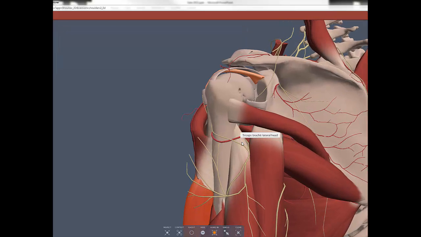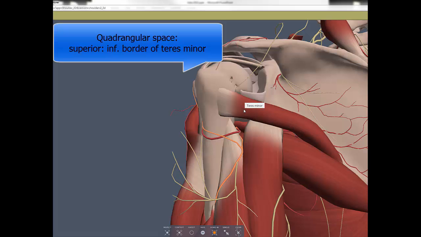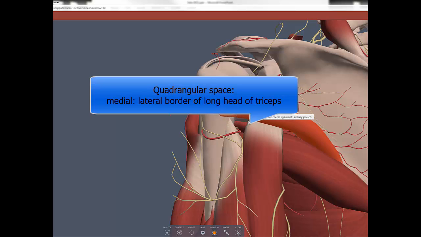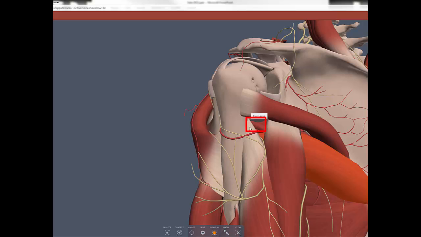Let's have a look at our spaces and their boundaries. Here is the posterior circumflex humeral artery and the axillary nerve, and these are coming out of the so-called quadrangular space. The boundaries of the quadrangular space are the following. The superior border is the inferior border of the teres minor muscle here. The lateral border is going to be the surgical neck of the humerus. The medial border is the lateral border of the long head of the triceps, and the inferior border is going to be the superior border of the teres major. That makes a quadrangular space.